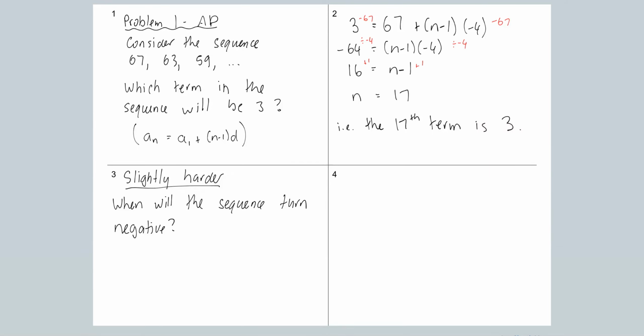We're going to start with the same thing, which is that general form, an equals a1 plus n minus 1 times d. But the value we're going to put instead is not -1, but 0. And what we're going to do is say, if I can work out the value of n for which the sequence would be 0, then I know that the next term is going to have to be negative.